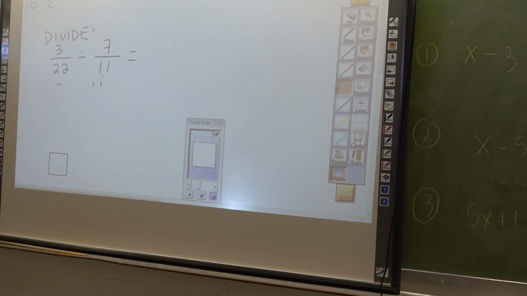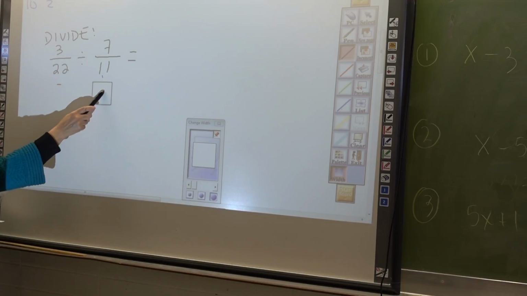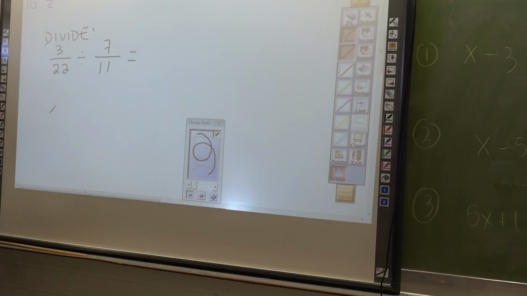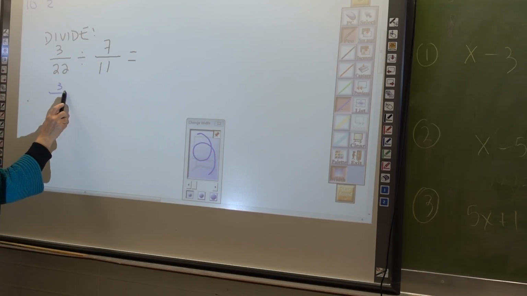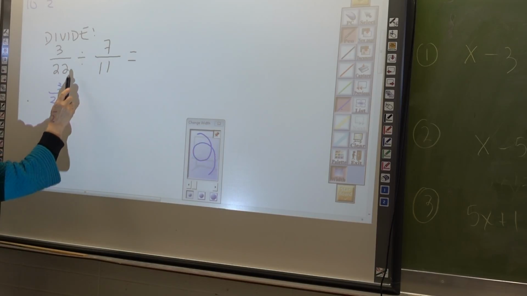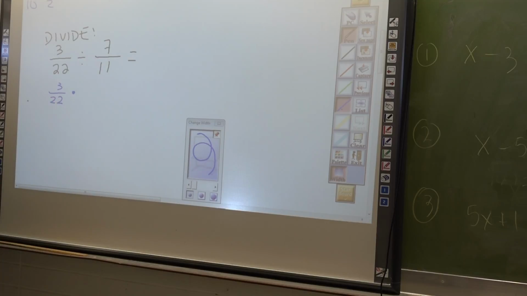Okay, so this is 3/22 divided by 7/11. Remember that you have to find the reciprocal. When you are dividing two fractions, the first fraction stays the same. 3 over 22 stays there, and then you change it to times, and flip over the second one. In other words, find the reciprocal of the second one.